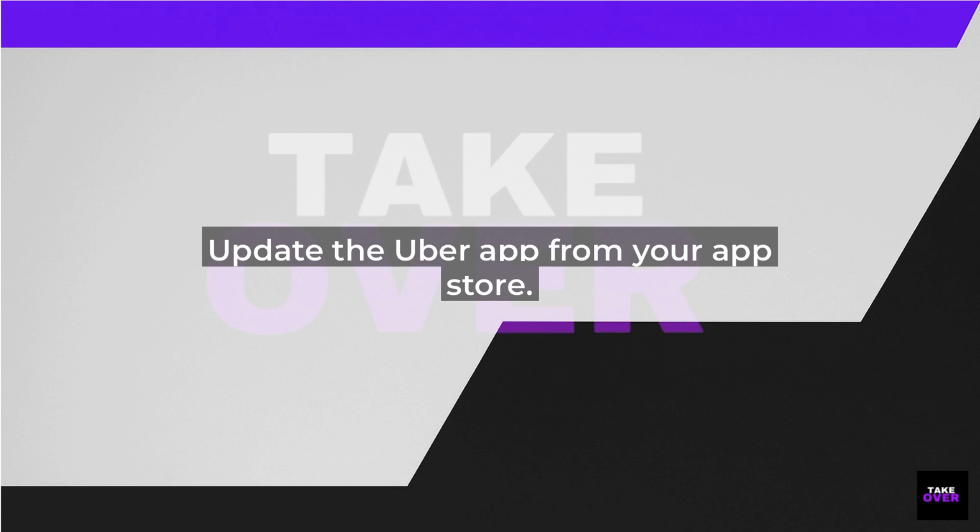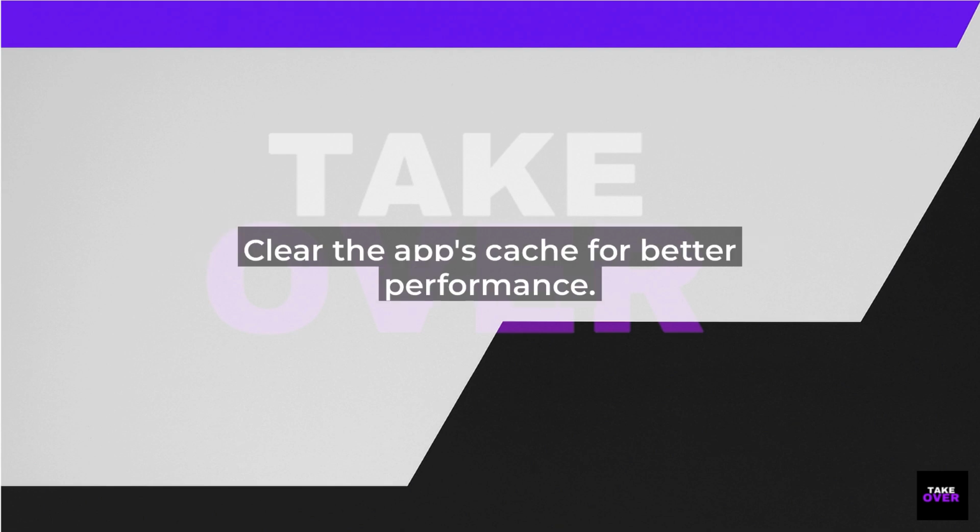Now, let's talk updates. Apps like Uber get regular updates for better performance. Head to your App Store, Google Play or Apple App Store, and check if there's a new version available. If there is, download and install it right away. Outdated apps are a major culprit for bugs in 2025.